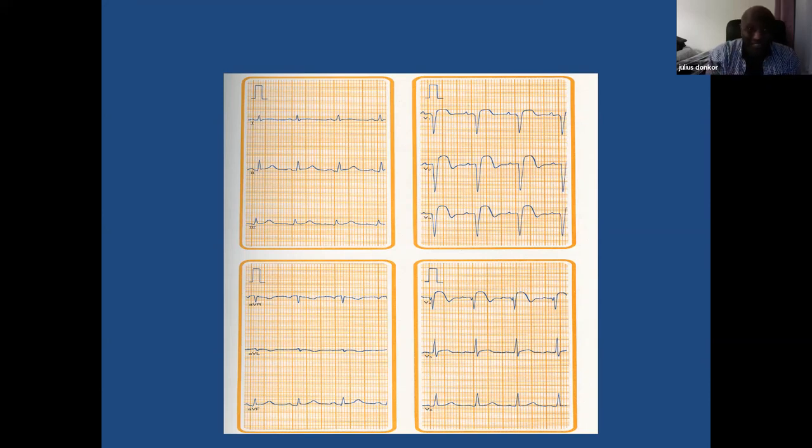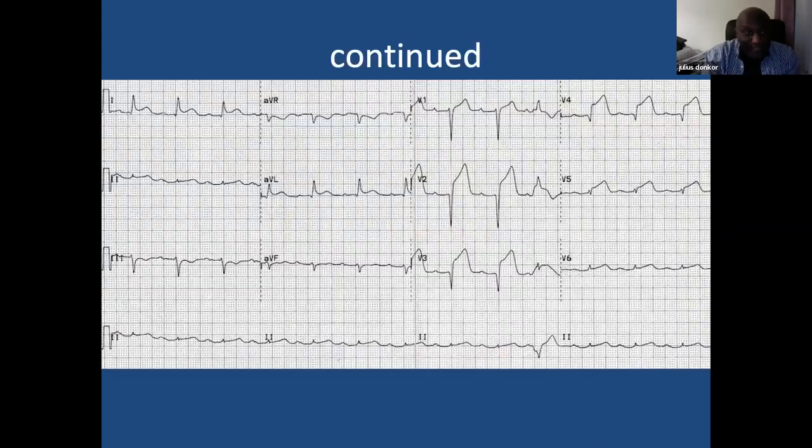And you can also see slight changes there, reciprocal changes. It's not so good in this one. I remember when I was showing it wasn't so good, but you can clearly see in other ones that are coming, you should see a reciprocal change in your inferior leads. So this is an anterior MI.